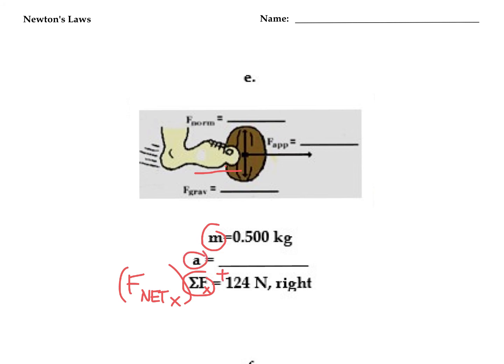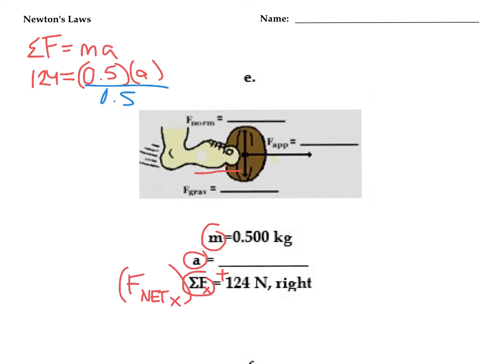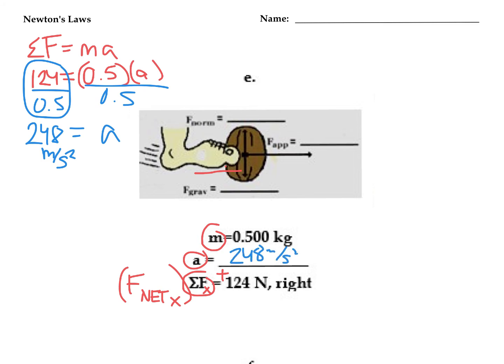So first of all, I can solve for acceleration really quick because I know my net force is equal to mass times acceleration. My net force is a positive 124. My mass is 0.5 kilograms, and my acceleration, I don't know, but I can solve for that super quick. Let me divide both sides by 0.5. And when I do that, acceleration is 124 divided by 0.5, and that ends up being about 248. Remember, acceleration is meters per second squared. So 248 meters per second squared.